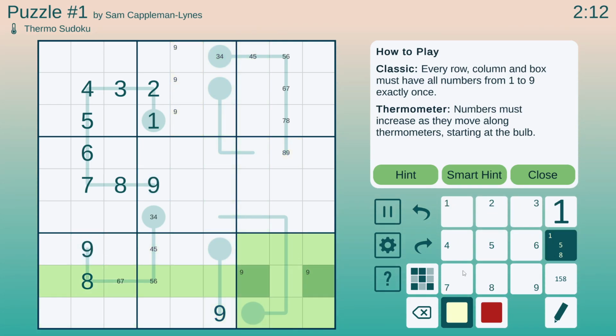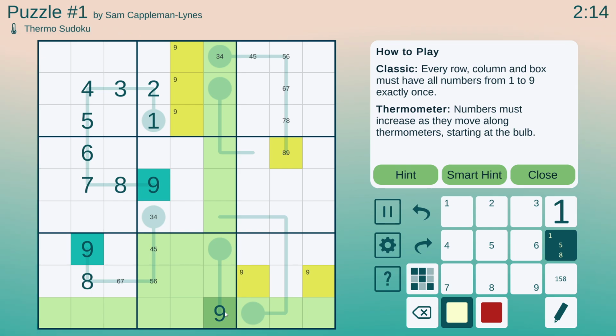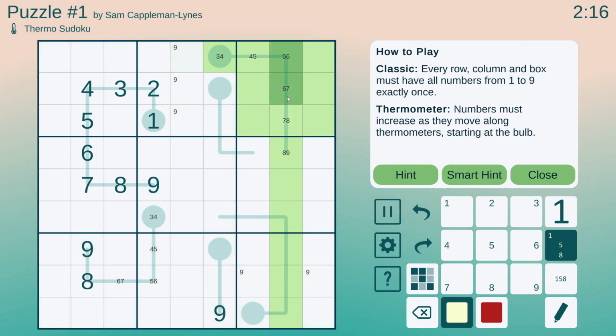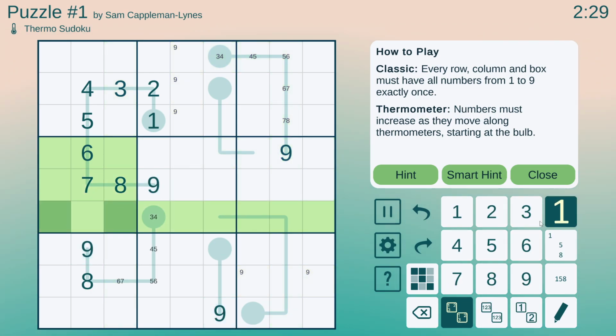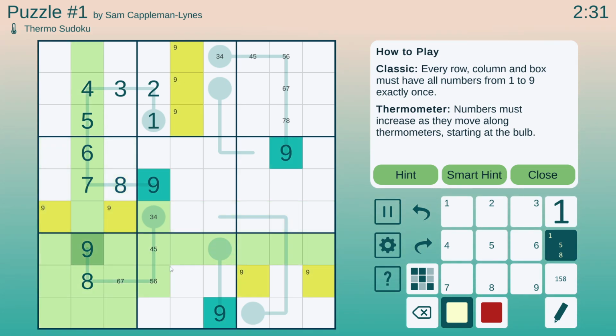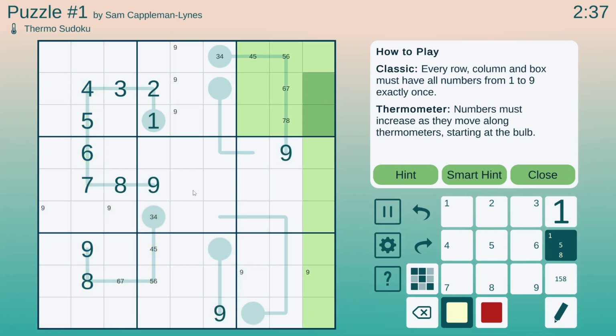And now 9 is restricted in here. And would you look at this logic? Where can a 9 go in this row? It can't go anywhere in the middle of the thermometer. Can't go here by Sudoku, so it's gotta be here. And now 9 is somewhere here. Probably figure that out later. 9's somewhere in here.